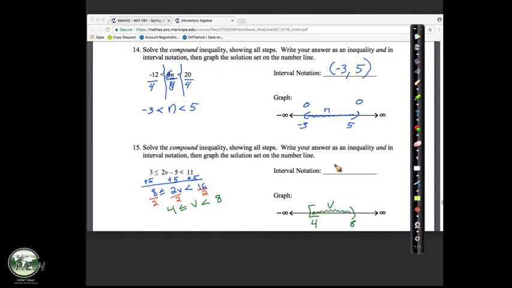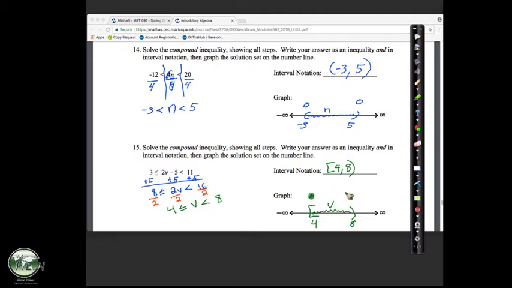Okay. That gives us our interval notation: a bracket on one end, 4, comma, 8, and a parenthesis because the 8 is not actually included. And again, if you wanted to, down here you could have used an open circle on the 8 and a closed circle on the 4.